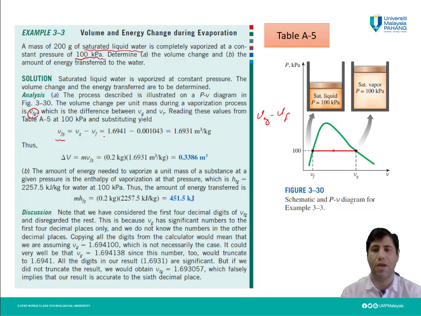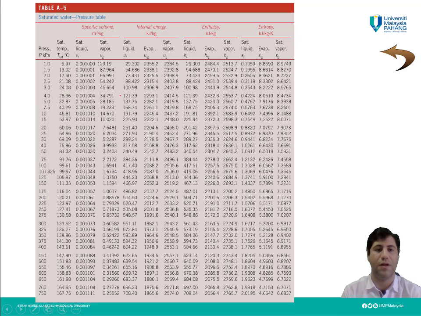But what about Vg and Vf? Do we have these properties for these two different states? Here we don't have them. The information which we have here is the pressure of the liquid, and also we know the state. We are required to know the specific volume for the saturated vapor and the specific volume for the saturated liquid at this pressure. Okay, then again we can go to table A5 for this pressure, 100 kilopascal. Here is table A5.